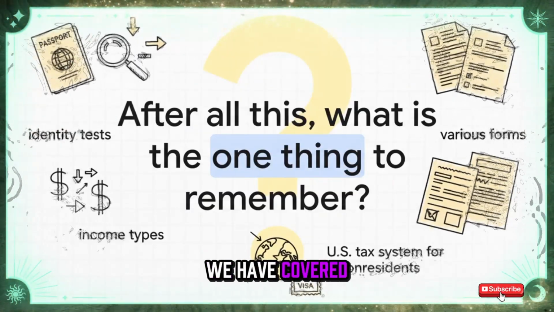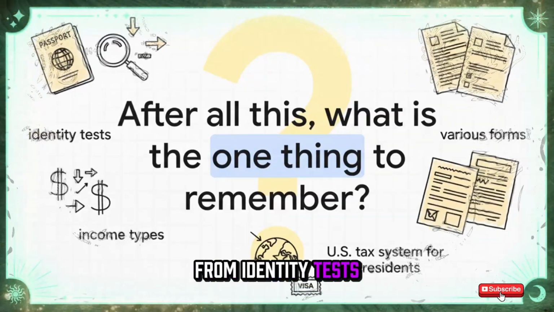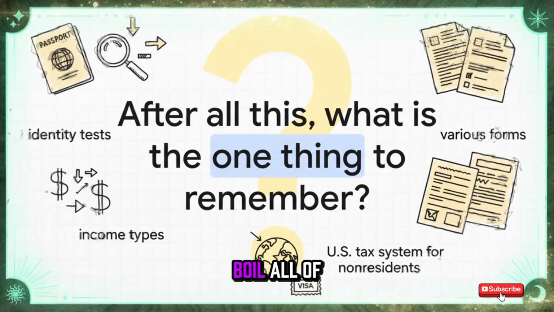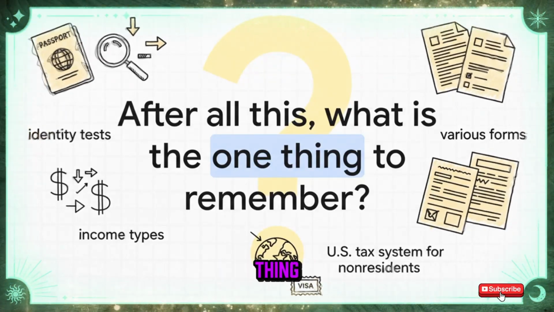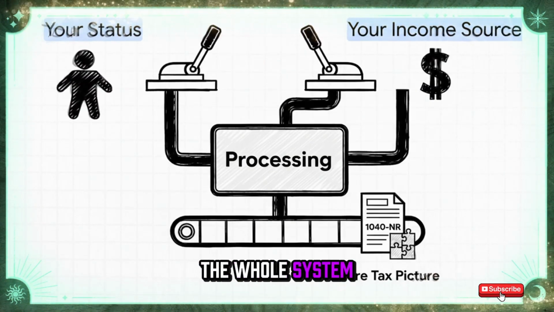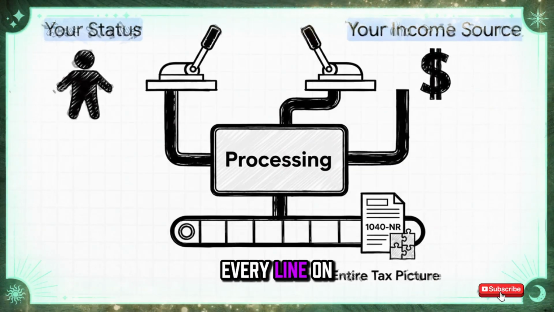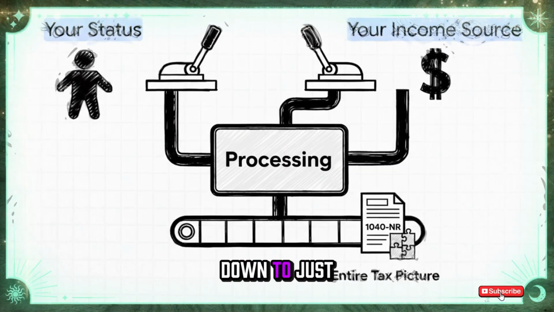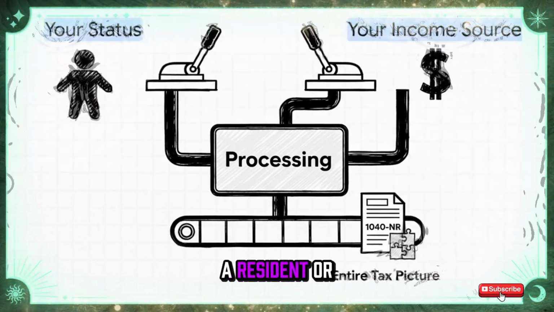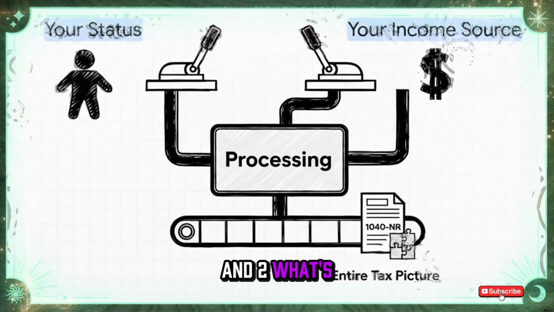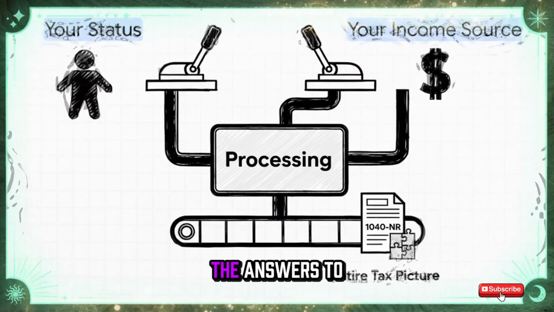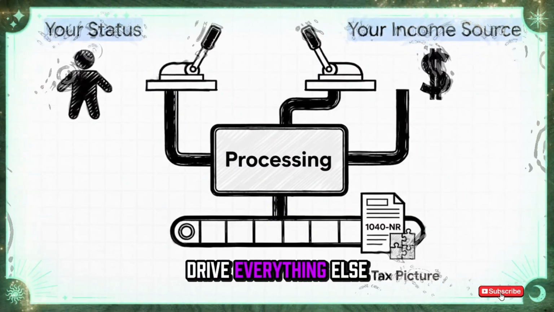Okay, wow, we've covered a ton of ground, from identity tests to income types and all those different forms. So if we boil all of this down to the one single thing you absolutely have to remember, what is it? Look, the whole system, every single rule, every line on every form, it all comes down to just two questions. One, who are you to the IRS, a resident or non-resident? And two, what's the source and type of your US income? Is it effectively connected or not? The answers to those two questions drive everything else.